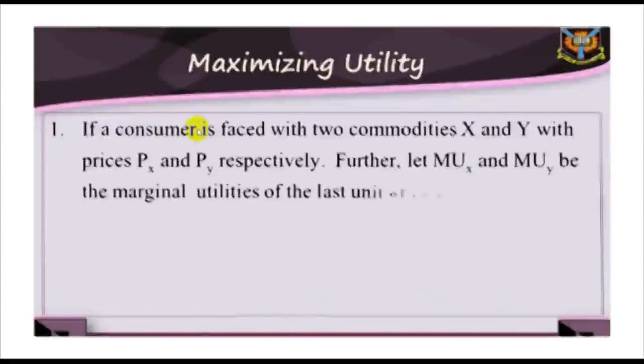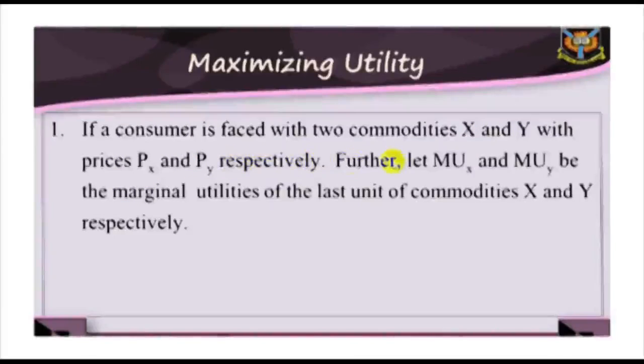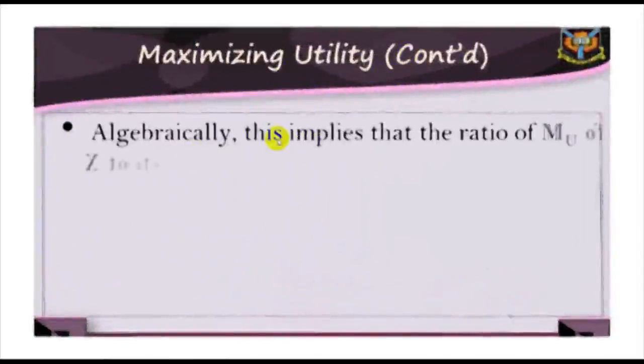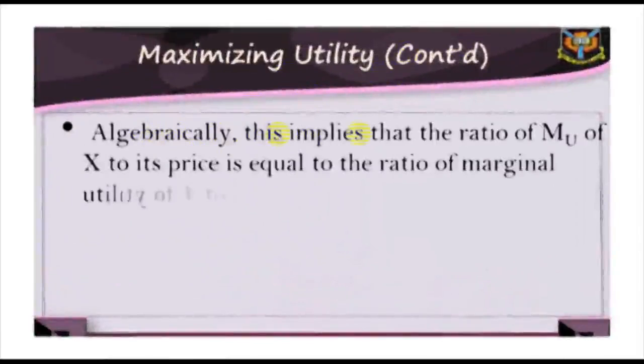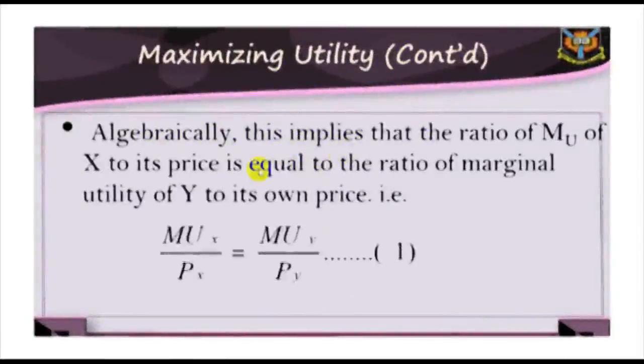If a consumer is faced with two commodities X and Y with prices PX and PY respectively, furthermore, let MUX and MUY be the marginal utilities of the last unit of commodities X and Y respectively. If marginal utility derived from the last naira spent on commodity X is greater than that of Y, then the consumer will continue to substitute X for Y.